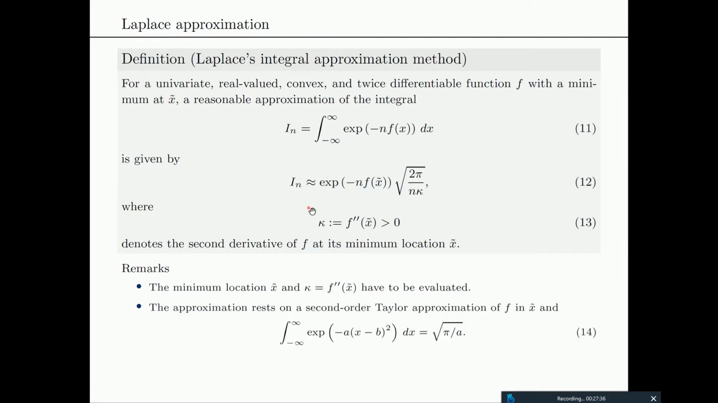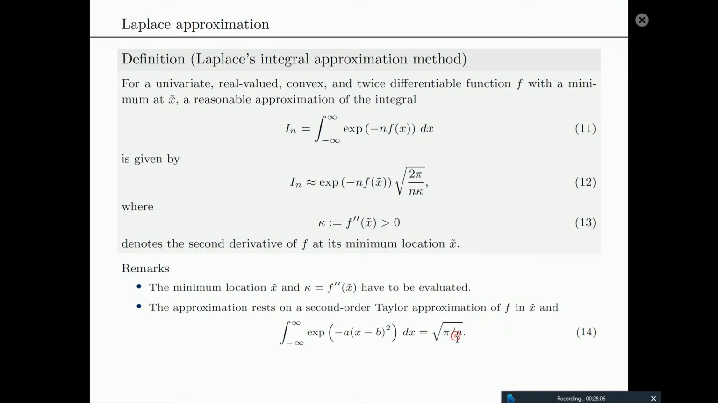So why does it hold? It holds due to a second order Taylor approximation of f. This is why this whole thing becomes approximate, because instead of really evaluating this integral for f, you evaluate this integral for a second order Taylor approximation of f. And what is used is that the integral of this, I think it's also called the Gaussian integral, evaluates to the square root of pi divided by a.